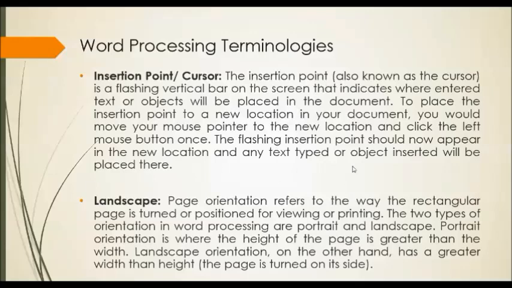Next, we have landscape. Page orientation refers to the way the rectangular page is turned or positioned for viewing or printing. The two types of orientation in word processing are portrait and landscape. Portrait orientation is where the height of the page is greater than the width. Landscape orientation, on the other hand, has a greater width than height. So the page is turned on its side.